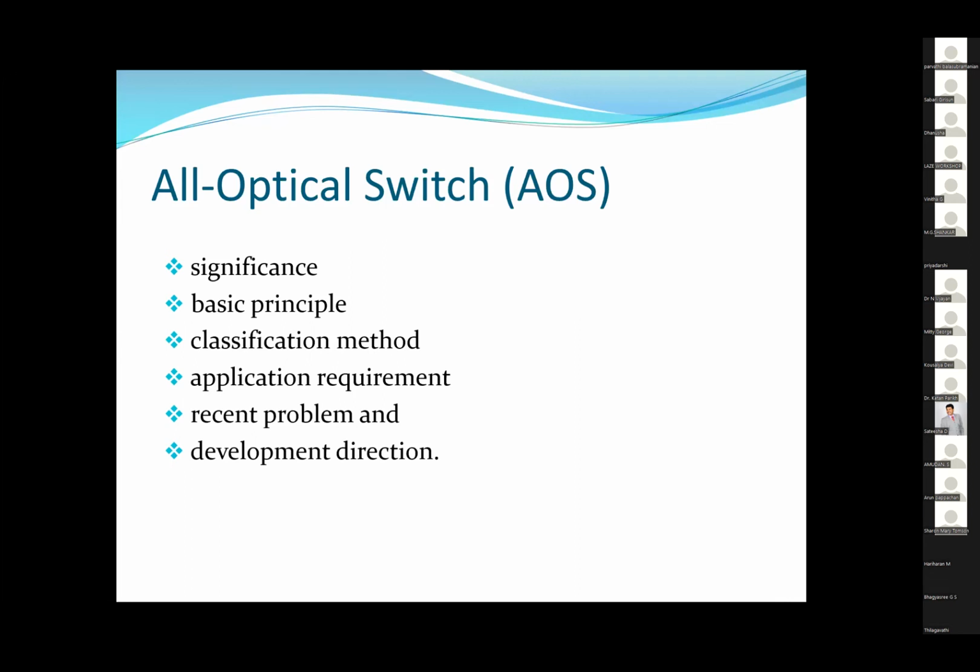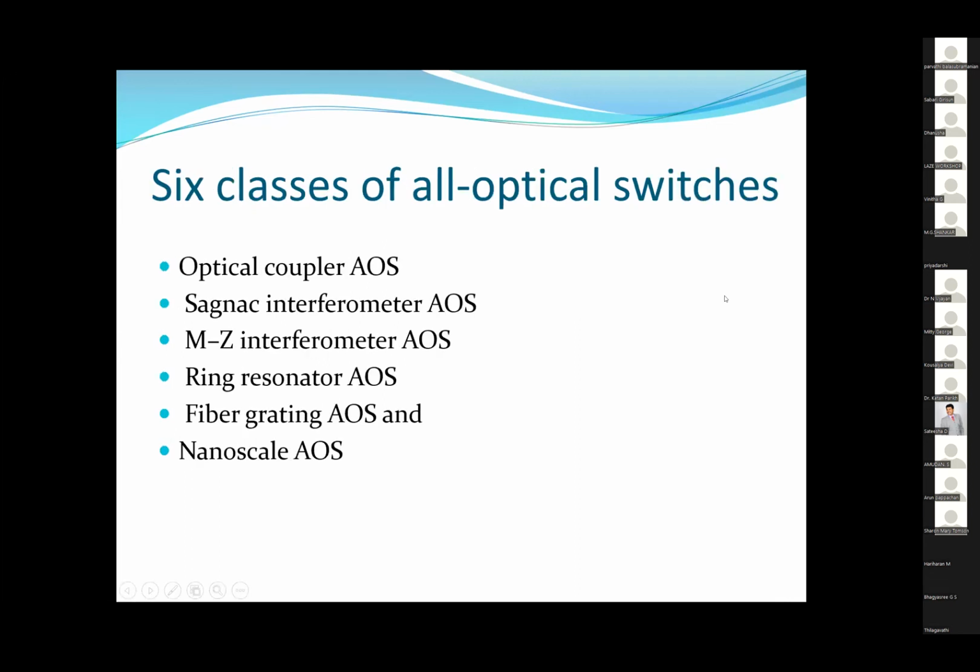All right. Before we move on to that, let us see that there are 6 classes of all optical switches. Since you people may be at the early stages of your research, if you do not understand much of this topic, it doesn't matter. Just have an idea what it is, and maybe you can employ this later during the course of your research. So these are the 6 classes of optical switches, which include optical coupler, Sagnac interferometer, Mach-Zehnder interferometer, ring resonator, fiber grating, and nanoscale. We will look into each of these.